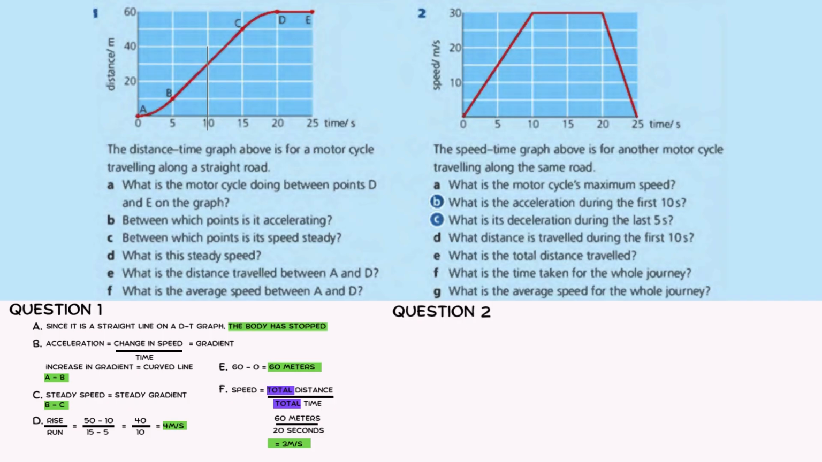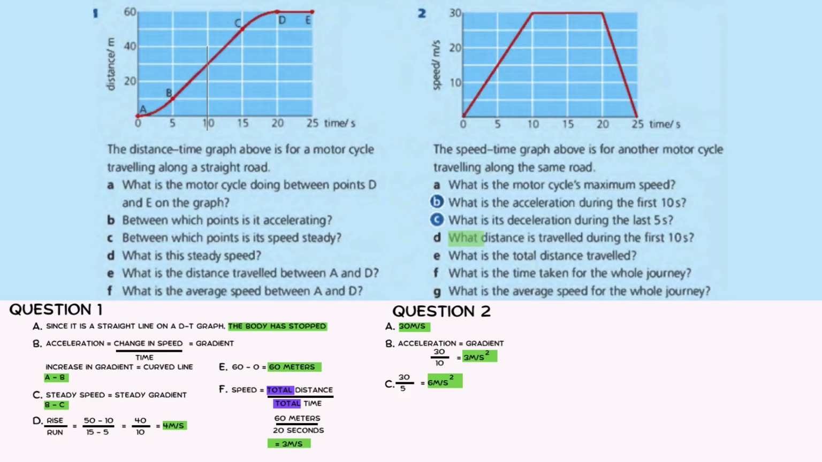For the speed-time graph, we can solve it in the same way. Part A is asking for the body's maximum speed, which is simply the highest point of the line, which is 30 meters per second. To find the acceleration during the first 10 seconds, we would just need to find the gradient, which is 30 over 10, which is equal to 3 meters per second squared. This is the same method of finding the deceleration during the last 5 seconds, which is 30 over 5, making it 6 meters per second squared.